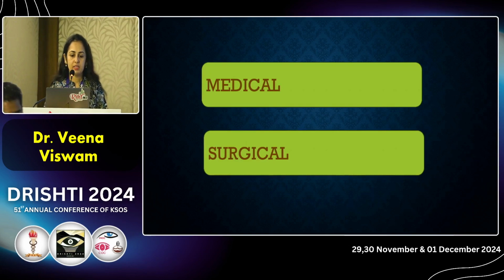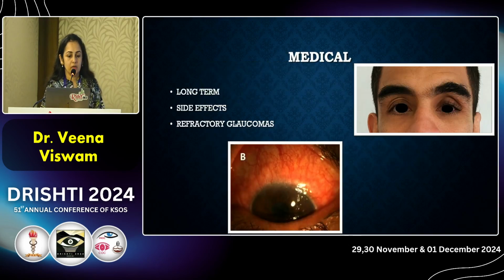Hello. As we all know, we are familiar with glaucoma treatment, mainly medical and surgical treatment of glaucoma. We know that medical treatment has its own problems, like we need long-term follow-up of the patient, long-term medications, side effects may be there, very common in prostaglandins and alpha agonists, and we may require 2 or 3 medications in refractory glaucomas.